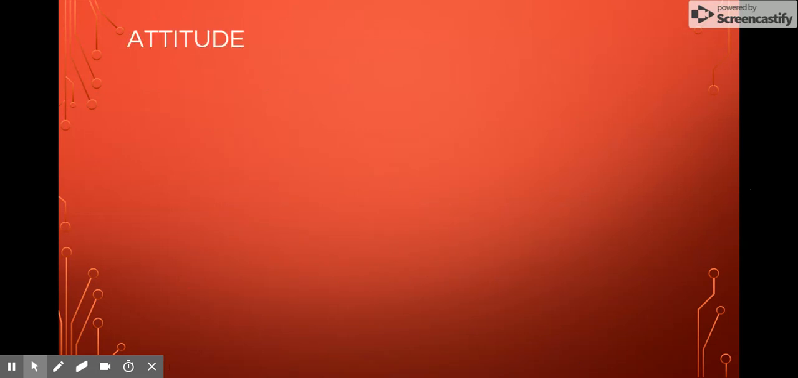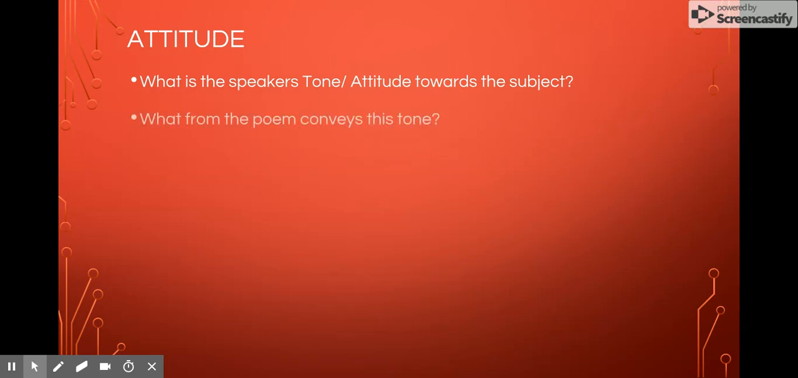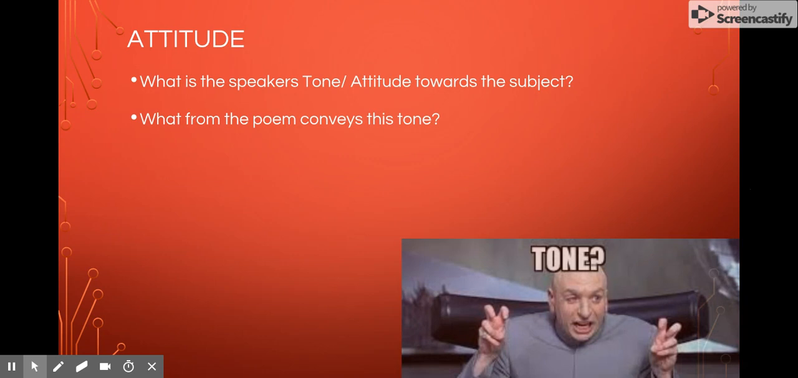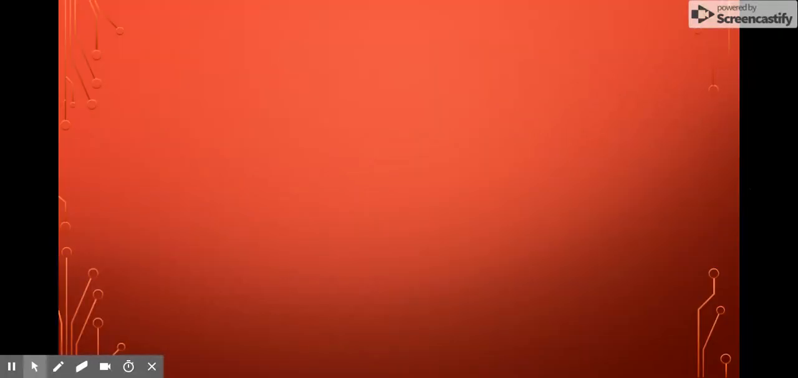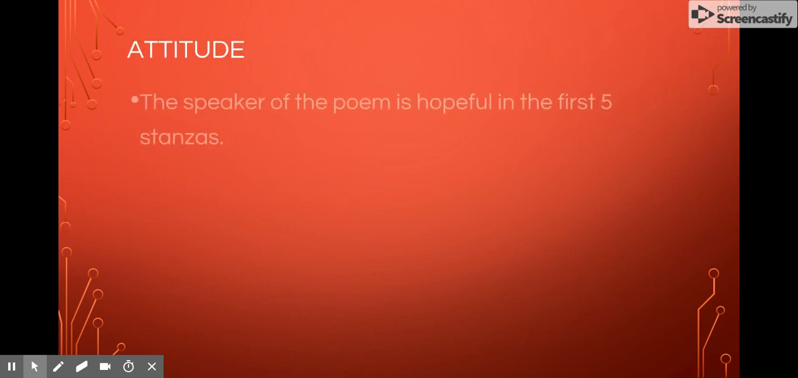Next, we have the attitude or the tone of the poem. What is the tone? What is the attitude towards the subject? And we certainly are not limited to one tone, one attitude, and we're going to explore many throughout the poem. And we also want to identify what from the poem conveys this tone, right? So if you say something is hopeful or depressing, what from the poem led you to believe that? And a great picture there of Dr. Evil.